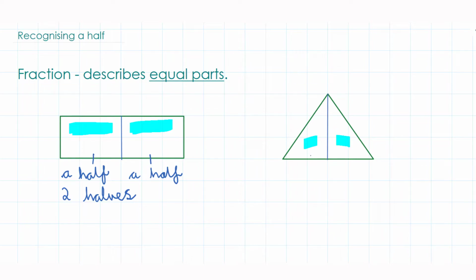So what is each of those parts worth? Well, we've split the whole up into 2 equal parts, so each part is worth a half. 1 half, isn't that right? That's worth a half, and that is also worth a half of the whole. So what is a half? What would your explanation be at this point in the lesson? Well, when you split a whole into 2 equal parts, each part is worth a half. That would be my explanation. I hope that makes sense.